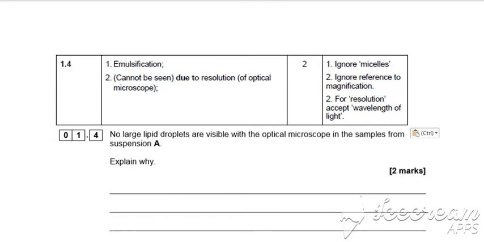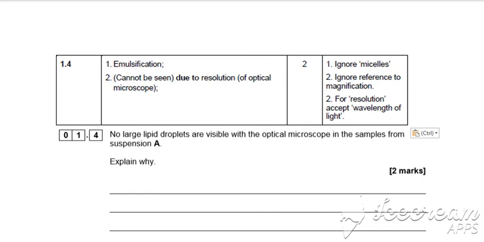So the mark scheme is looking for a reference to emulsification happening, and then the idea that they cannot be seen due to the resolution of the optical microscope being much lower than an electron microscope. They're ignoring any reference to magnification, so if you have included magnification, it won't lose you the mark, but you do need to make a reference that it's all to do with the resolution of the microscope.